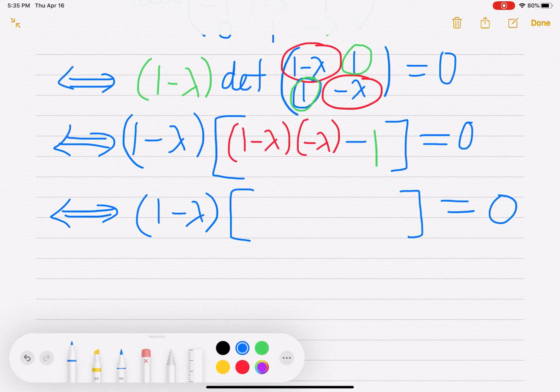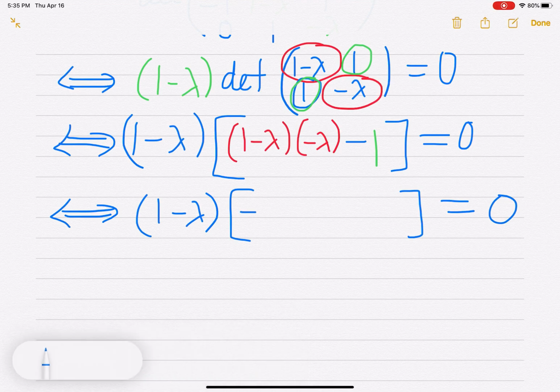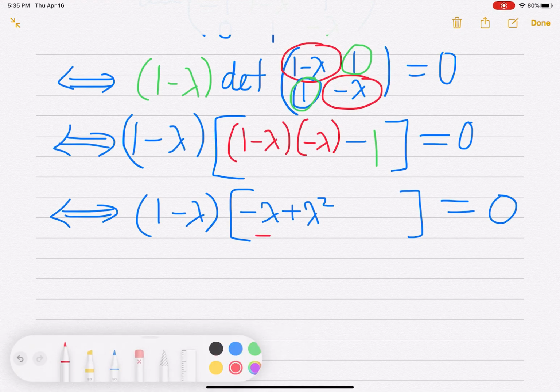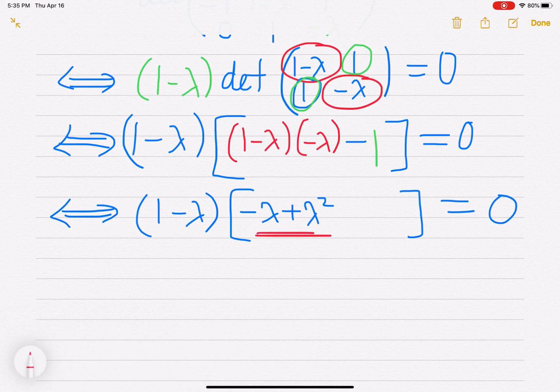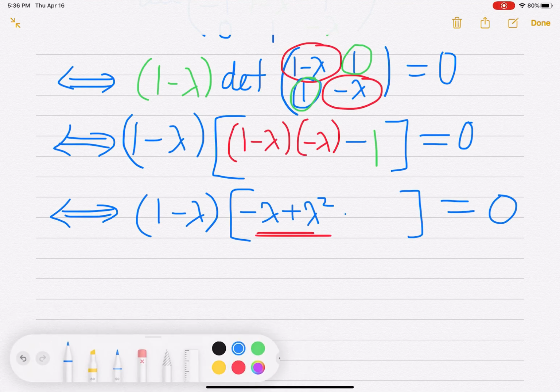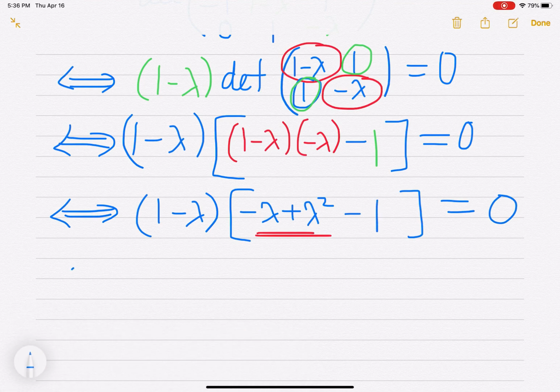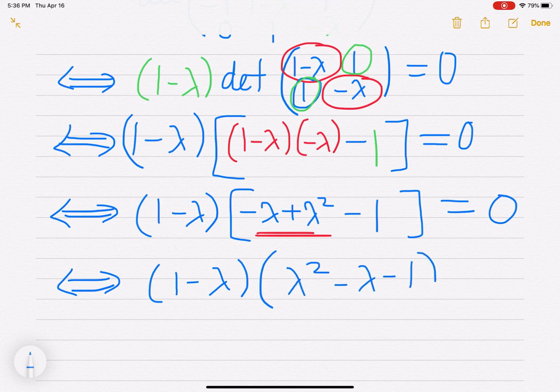So I've got to do some distributing for the red part. Negative lambda plus lambda squared. That's not FOILing, that's actually distributing. Negative lambda times 1 is negative lambda. Negative lambda times negative lambda is lambda squared. And then we get a minus 1. This is equivalent to 1 minus lambda times lambda squared minus lambda minus 1 equals 0.